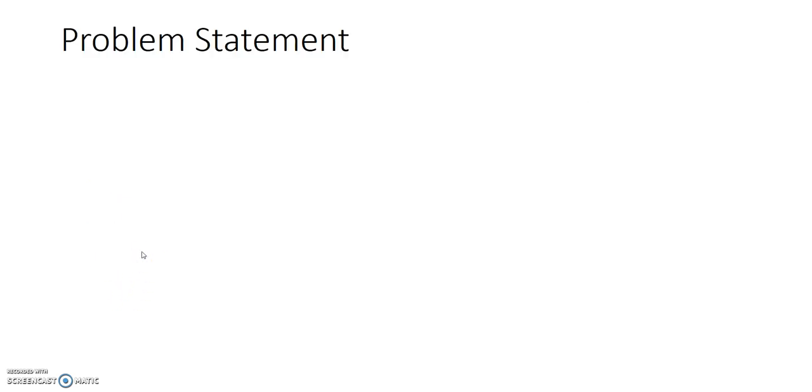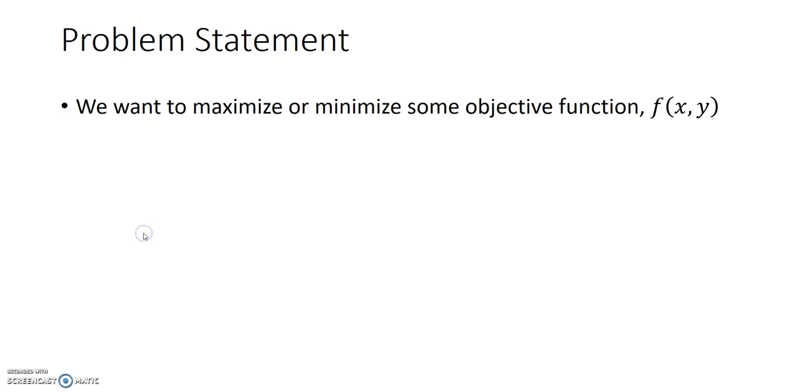First of all, we've got to think about what kinds of problems this method will allow us to solve. Our objective is to minimize or maximize some objective function, which we'll call f of x, y. In this case, the output depends on two input variables, x and y, and we have some constraint placed upon this objective function. We'll say g of x, y equals 0.